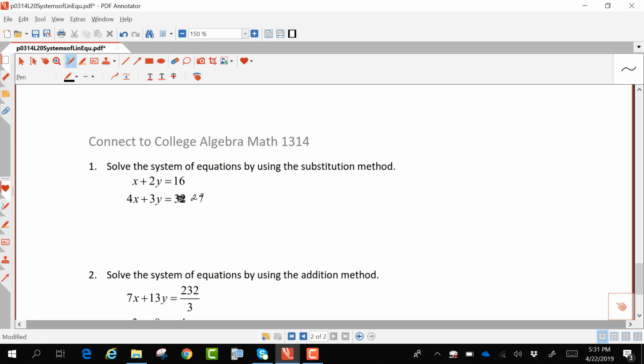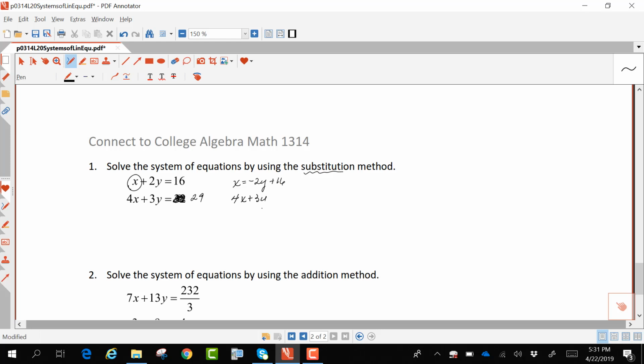Now let's make a connection to college algebra by solving systems of equations. Number 1 requires us to solve using the substitution method. To do this, one of our equations needs to say x equals or y equals. Neither equation is stated as such. So let's take the first equation and solve it for x by subtracting 2y from each side of the equation.